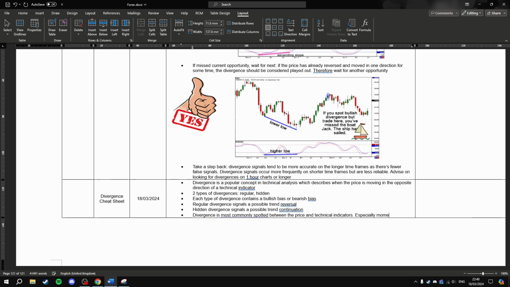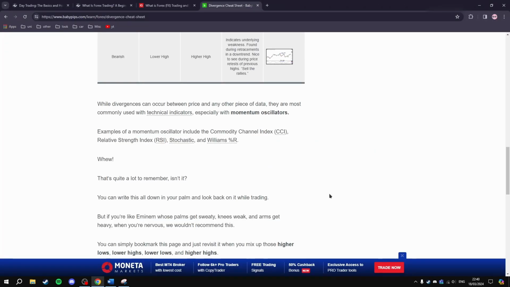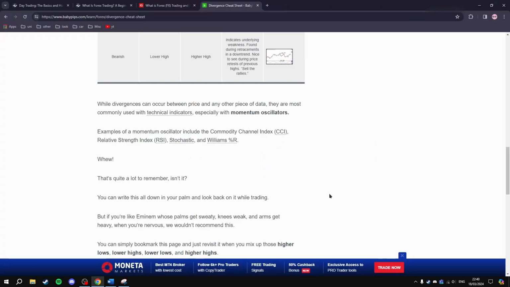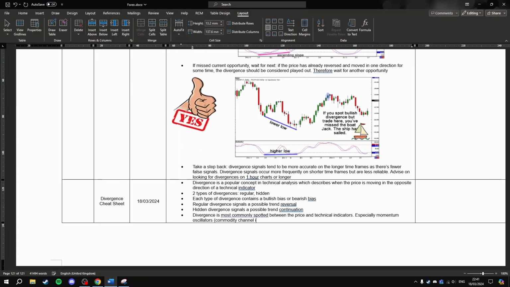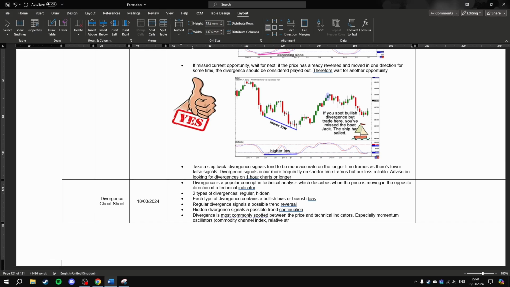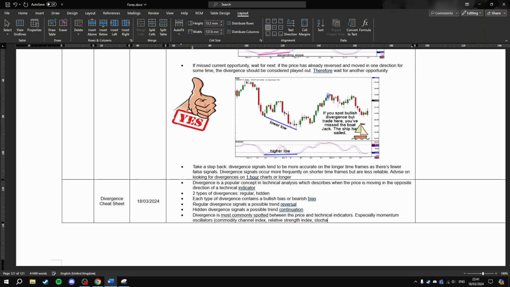Especially momentum oscillators, such as commodity channel index, relative strength index, stochastic, Williams percentage R.